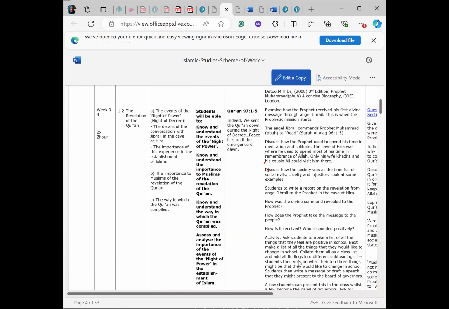Again, here, if you look at revelation of the Quran, what you'll find in this document is the document is actually guiding you on the number of hours you can use to teach this particular section as well.